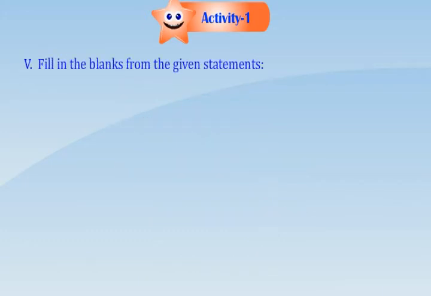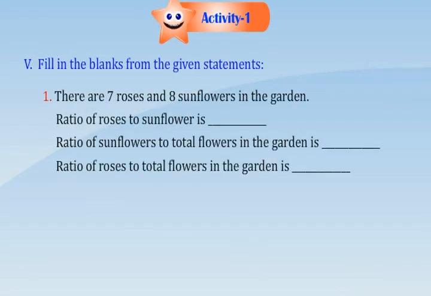Fill in the blanks from the given statements. There are 7 roses and 8 sunflowers in the garden. Ratio of roses to sunflowers is ___. Ratio of sunflowers to total flowers in the garden is ___. Ratio of roses to total flowers in the garden is ___.